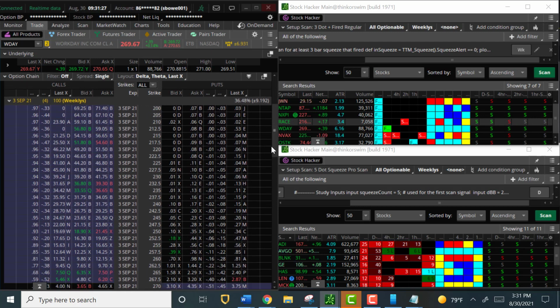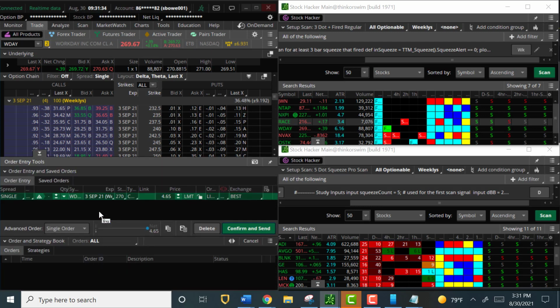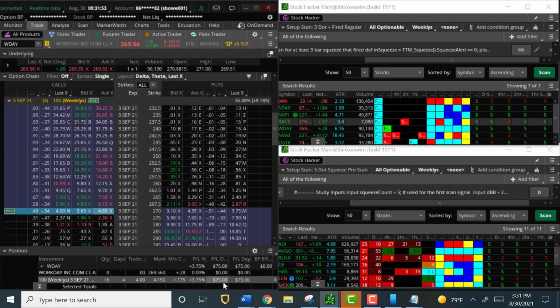So I'm going to go ahead and take a trade on W day. I'm looking at this week's expiration. Spreads are ridiculous. So if I can get filled at $4, which is the last price it sold for, then I'll take it. Just got filled, and you can see that I am up $75 already. Let's see how it goes.